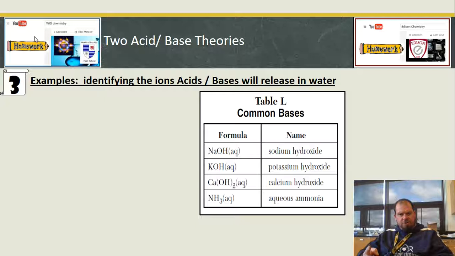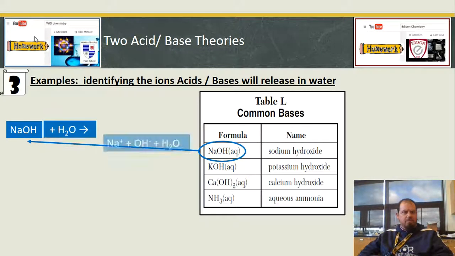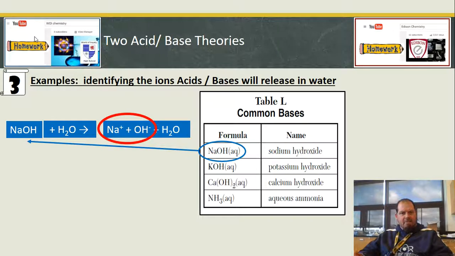Okay, now we're going to go to bases. There's only four bases you need to know. This is all of them. Notice that three of them do end in OH, but there is that one that doesn't, and that's why we need that other theory. So NaOH becomes, in water, Na plus, OH minus. So I'm giving you a hint about the ions that these things form, because that's part of the practice that you're going to have to be able to do.